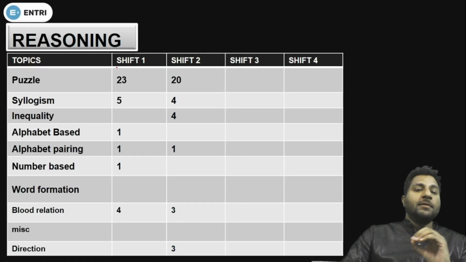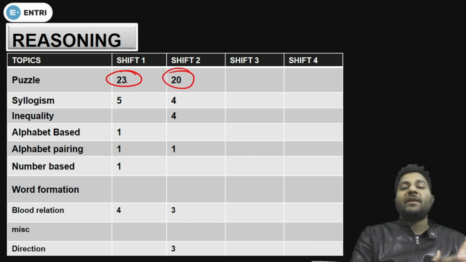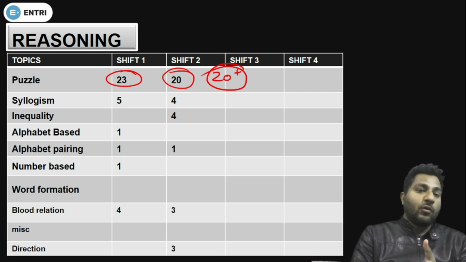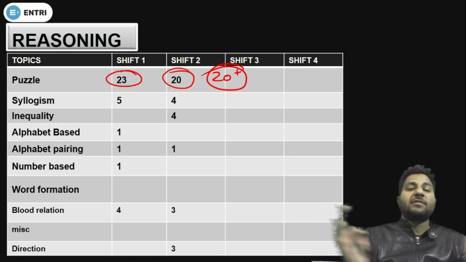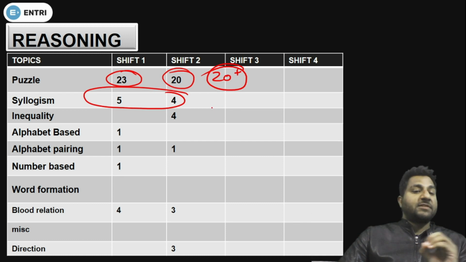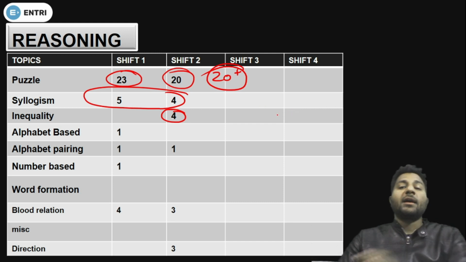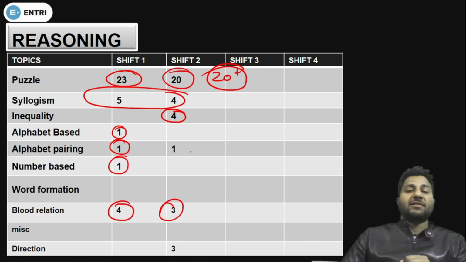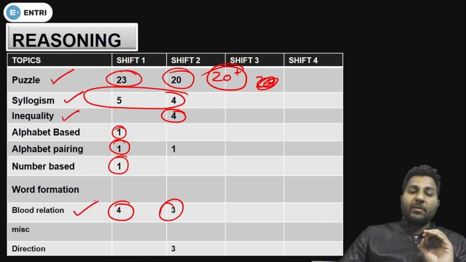In the reasoning part, puzzle was always the favorite topic for the examiner, and it's almost predictable that they will ask 20 plus questions on puzzles, whether floor based puzzle or seating arrangement, all the things will be there. Syllogism has been asked consistently, so you can expect these two topics in the next two shifts as well. Inequality has just started, so it will continue from there. There were alpha based system and pairing and number based questions, but blood relation is consistent, so you can almost predict that puzzle, syllogism, inequality and blood relation will be there.